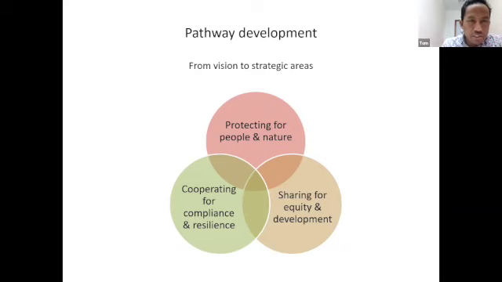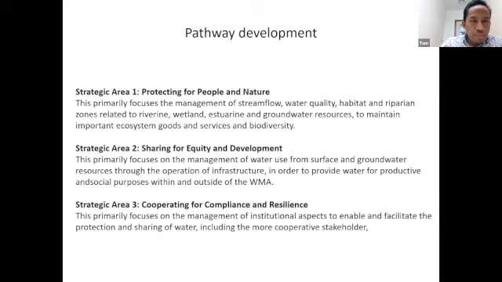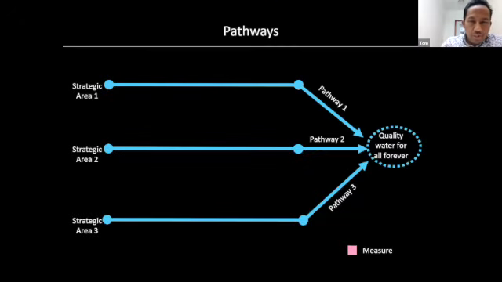So from vision to strategic areas, the Catchment Management Agency identified 3 important strategic areas where changes had to be realized. And for each of these strategic areas, a distinct pathway was developed that eventually had to lead to the overall vision, quality water for all forever.